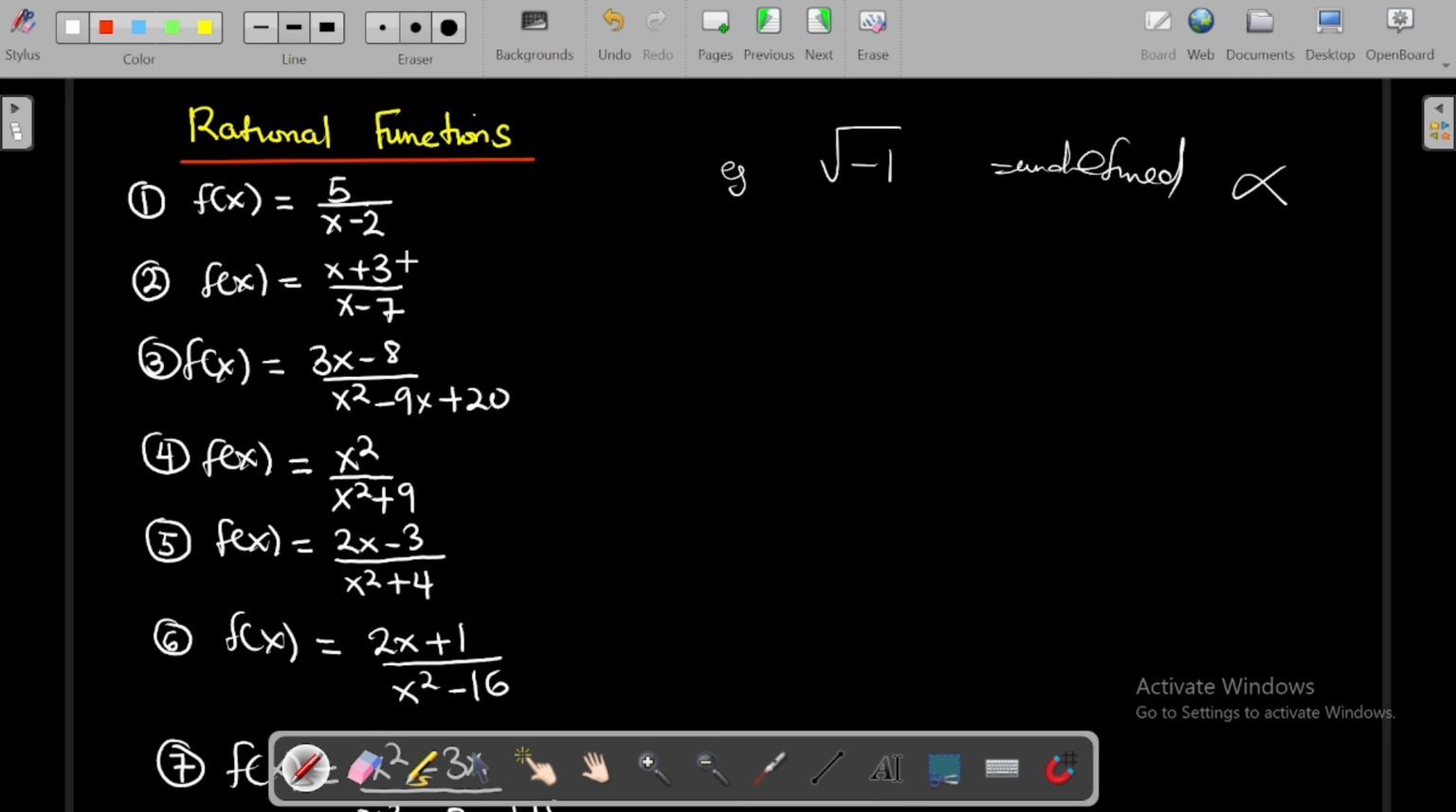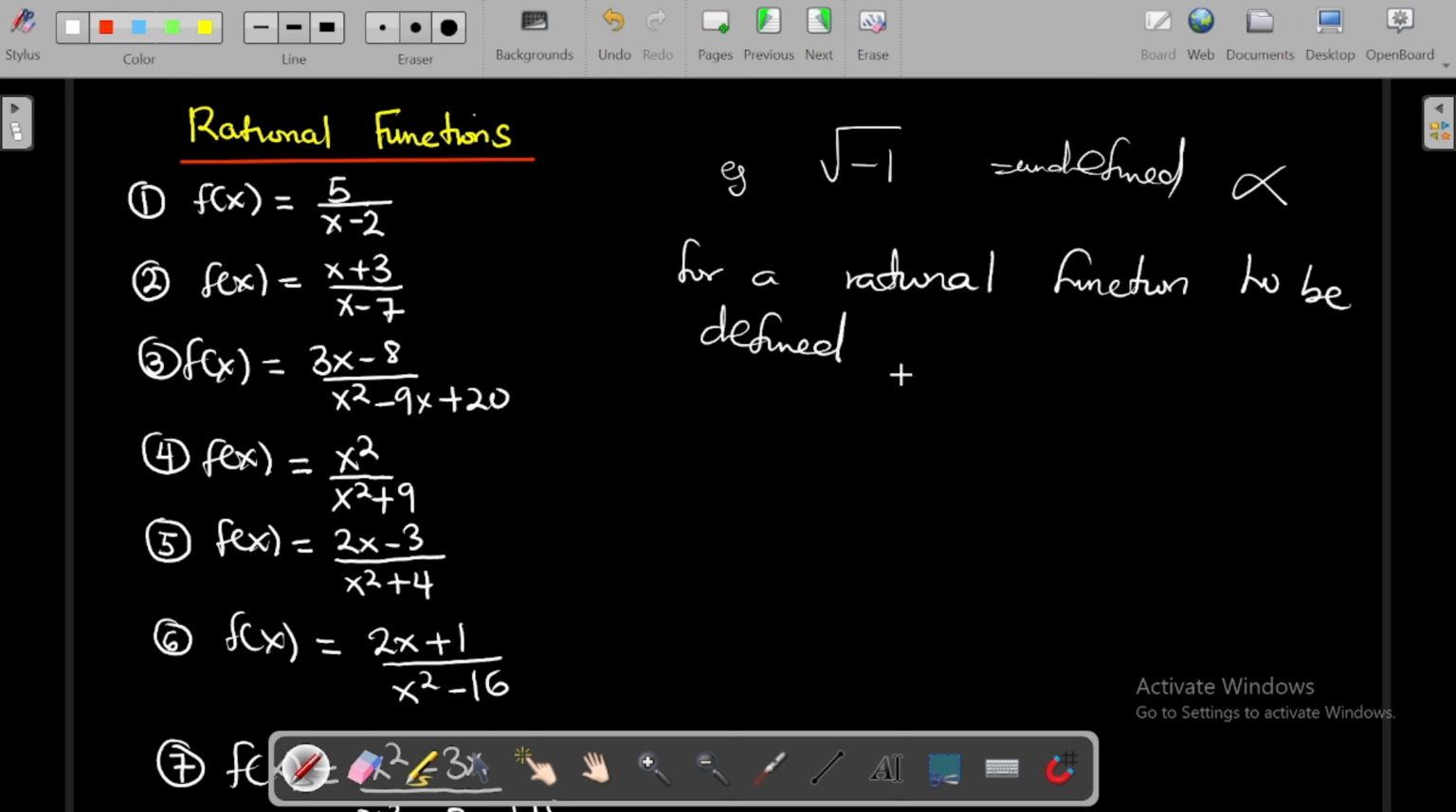But you realize that when you look at all these functions, they have a denominator. And from our first condition, we are saying that we don't want the denominator to be equal to 0 for the function to be defined. So for a rational function to be defined, it means that we should have the denominator not equal to 0.